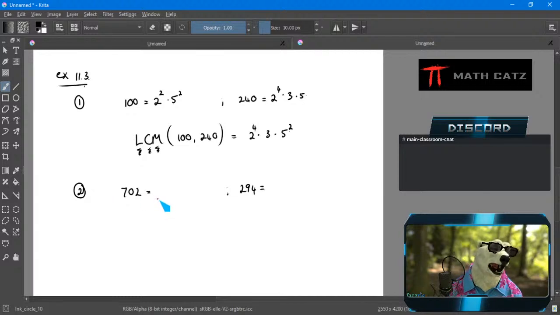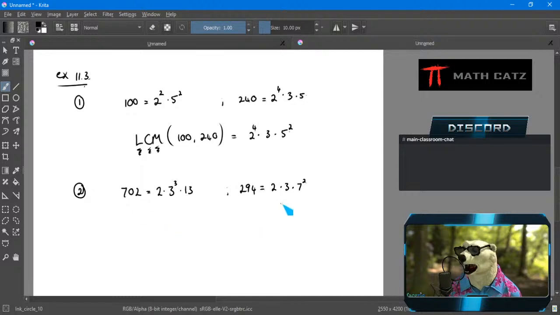702 has a prime factorization of what? I can't do the factor trees in my head that fast. 2, 3 to the power of 3, and 13. 3 to the power of 3 and 13, like that? That's what I have here. Okay, good. And 294? Stephanie's typing. Oh, she beat you to it. 702 is confirmed. Good. Confirmation is good. We still need 294. That's 2, 3, and 7 to the power of 2. All right.